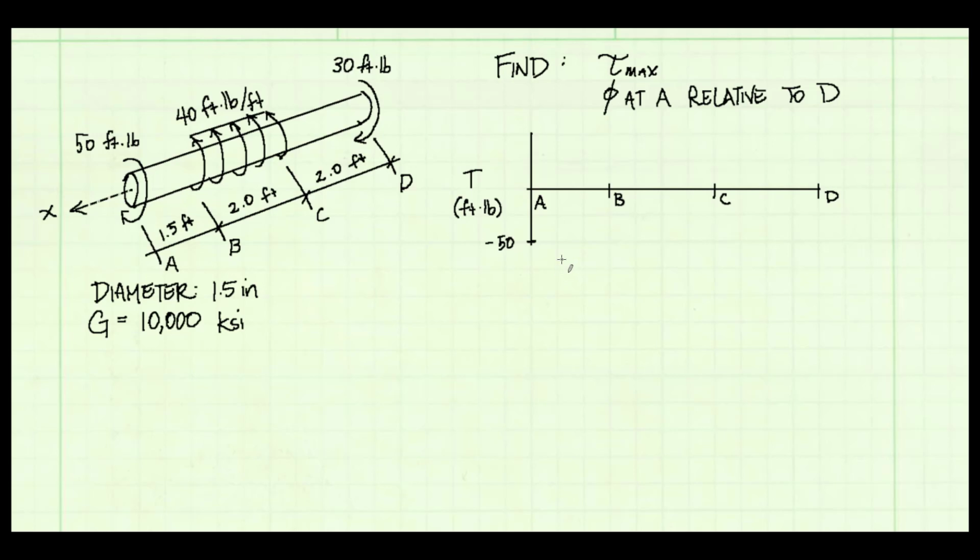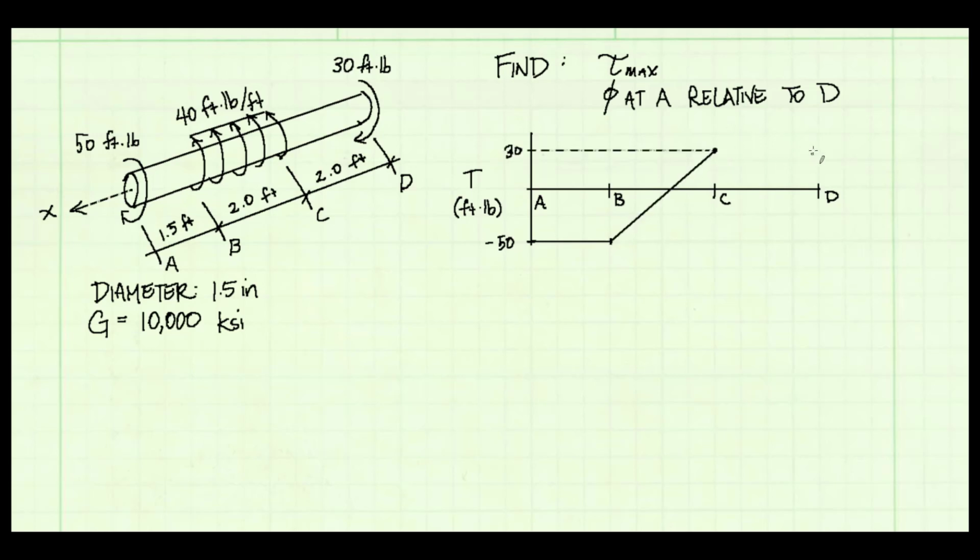From A to B, there's nothing happening, so our internal torque is going to stay constant. From B to C, we have a positive uniformly distributed torque being applied at 40 foot-pounds per foot. Because it's a uniform distribution and it's positive, we're going to see our internal torque start to increase gradually in a linear manner. For every foot we move to the right, we're going to increase by 40 foot-pounds. So if we go over 2 feet, that's going to be a net total of 80 foot-pounds. So we're going to go from negative 50 up to a positive 30.